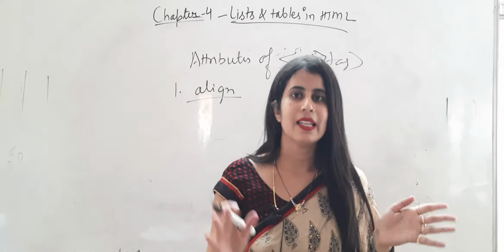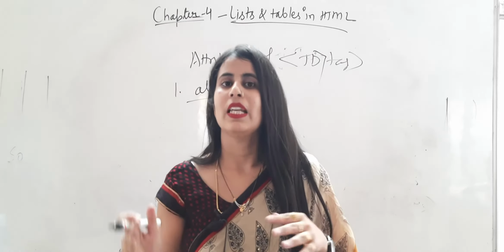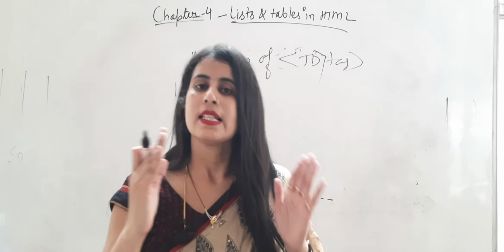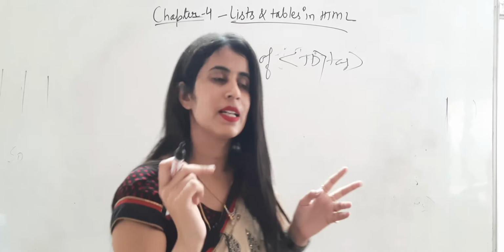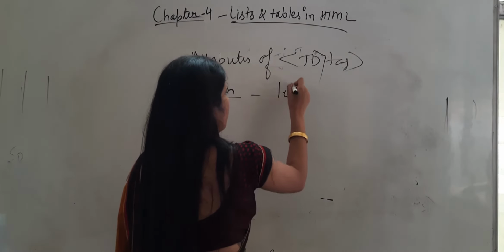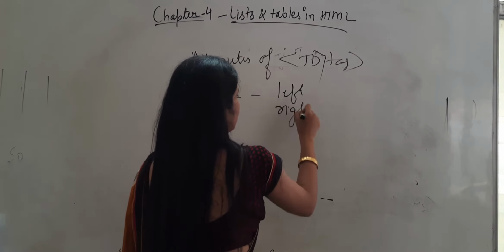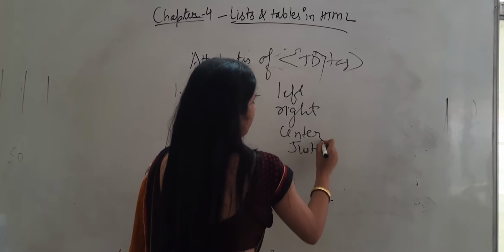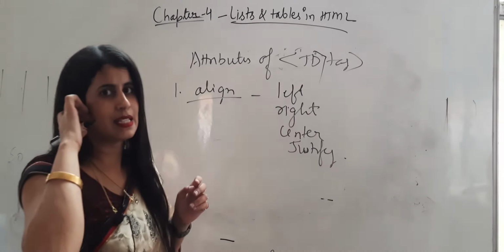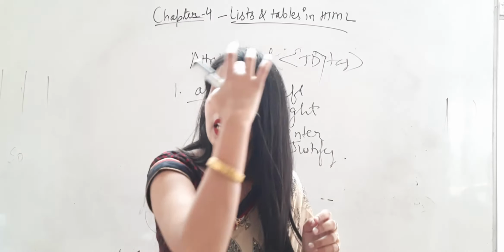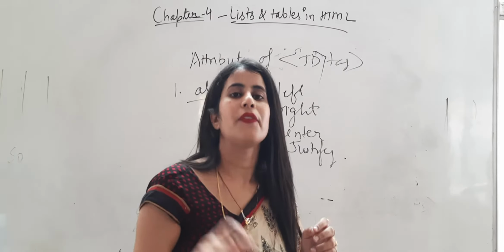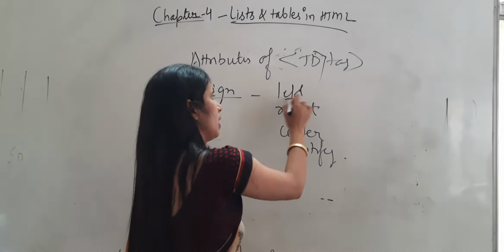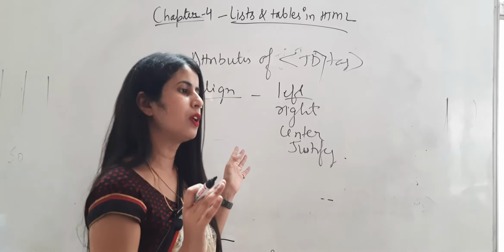We can align the data item in our TD tag in 4 ways: left, right, center, justify. How many alignments are here? Left, right, center, justify. We can place the data in a cell in 4 ways because we have 4 alignments there. If I want to keep the text on the left side, I will use left alignment.